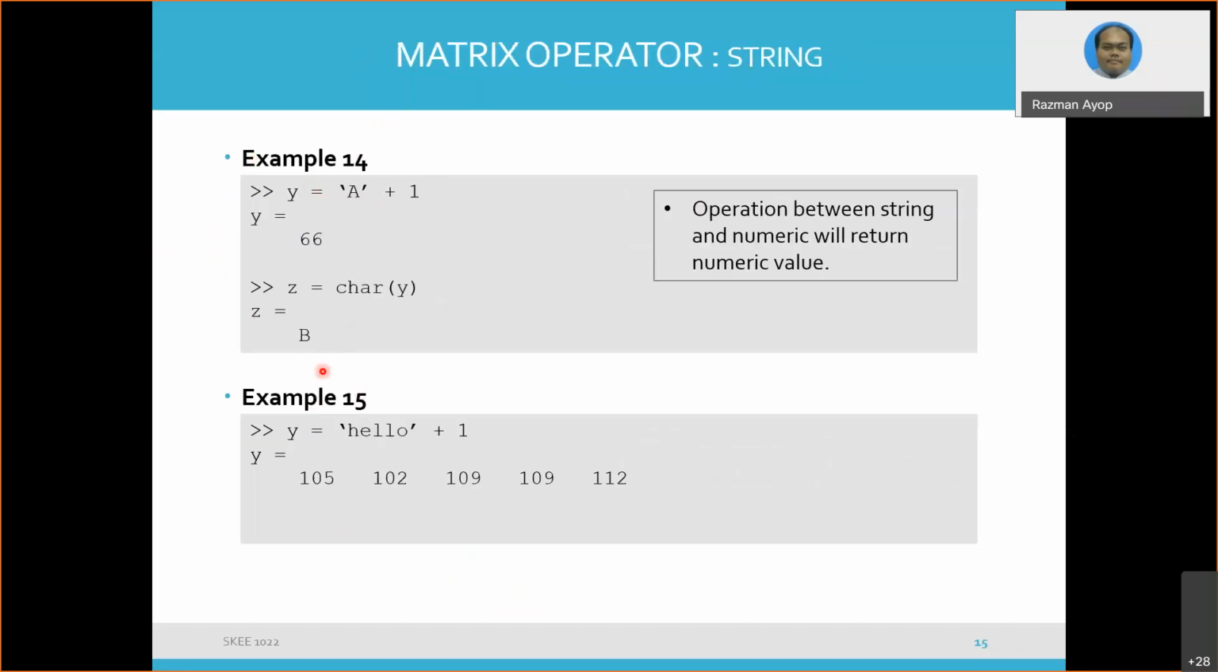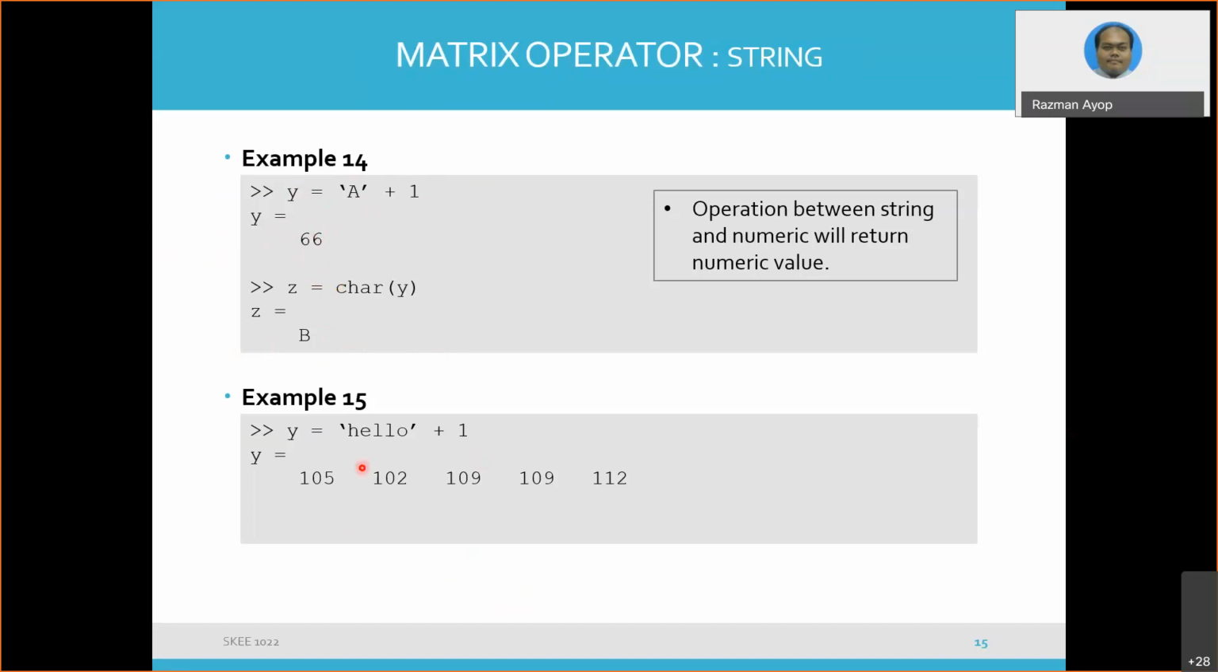And last part is the string. Okay, when it comes to string, if you add string with number, meaning ABC plus 1, 2, 3, it will automatically convert the characters into values. So for this case, MATLAB assumes A is 65. So 65 plus 1 is 66. If you convert 66 into a character, it will become B. So A is 65, B is 66, C is 67.